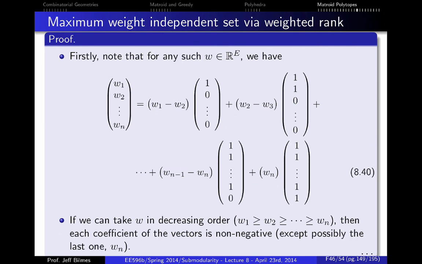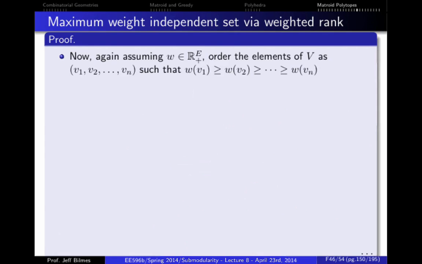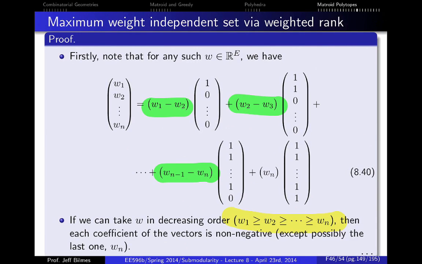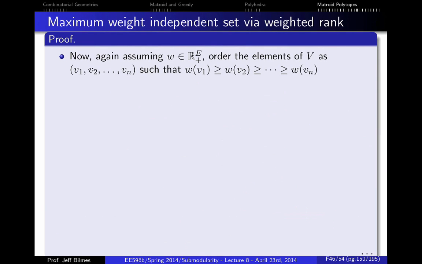Now, if we take W in decreasing order, which we will often do in this class, so let's just sort W in that particular order, then it's the case that all of the coefficients, namely this one and this one and this one, except for the last one, will be non-negative. The last one might be negative, but certainly all the ones that I've highlighted in green will be non-negative. And in fact, if we were to turn this into R+, if all of the elements were strictly non-negative, then this last one, Wn, would also be non-negative. Okay? So let's, in fact, do that.